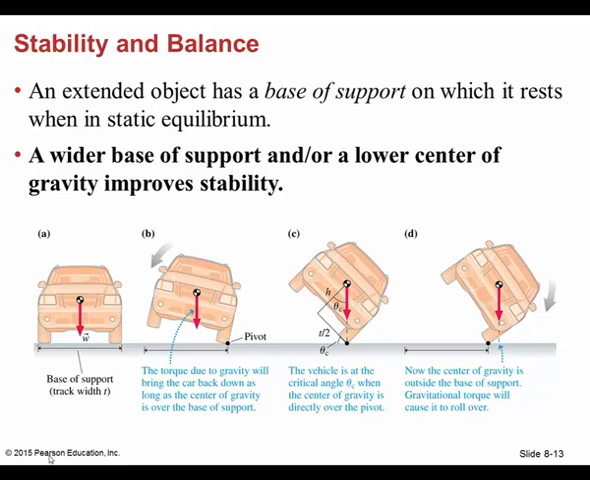Now, when we look at extended objects, they have what we call a support base. In this case, we have the wheels. One thing about keeping an object stable, keeping it from tipping over like a car or a truck, you want to keep it as low to the ground as possible, and you want to make it as wide as possible, because when you have a wider support base and a lower center of gravity, that increases stability tremendously.